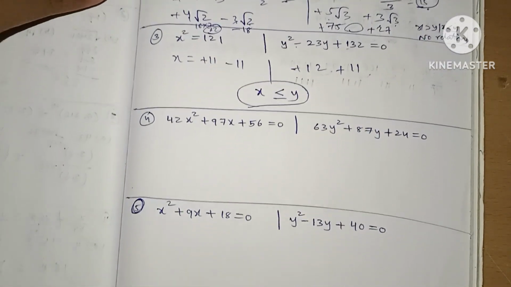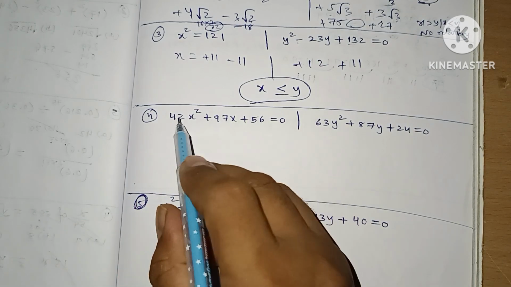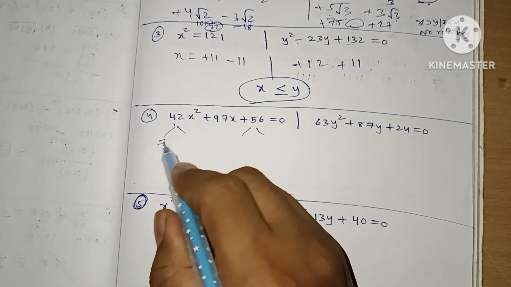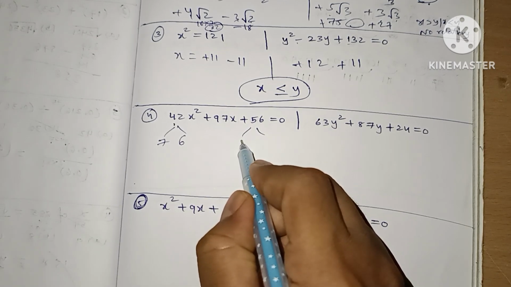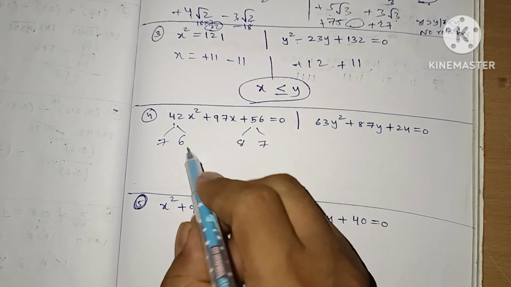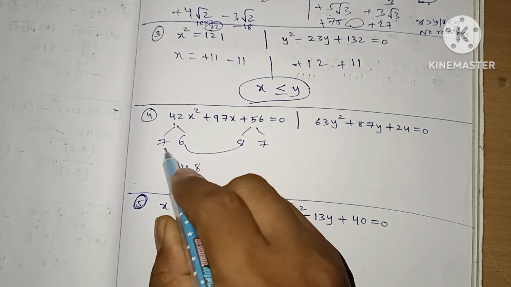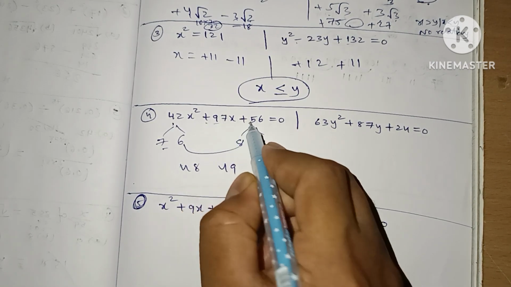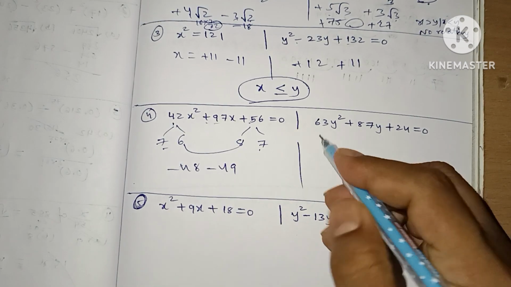Okay. Next, fourth question. 42 into 56. First we will divide like this, 7 6 times and 8 7 times. 6 8 times, 48, 7 7 times, 49, we get 97. Okay, plus and plus, so the roots are in negative.